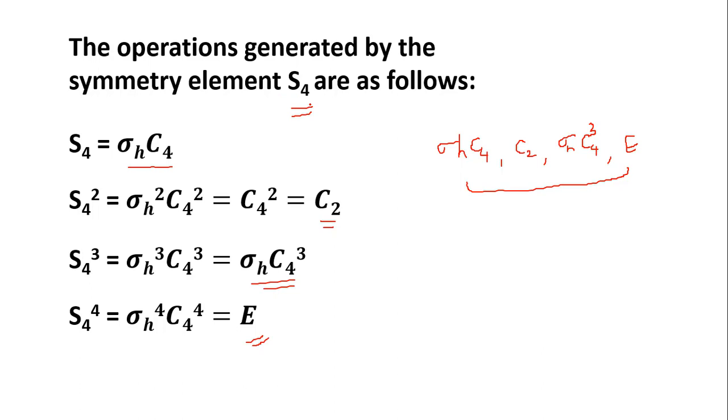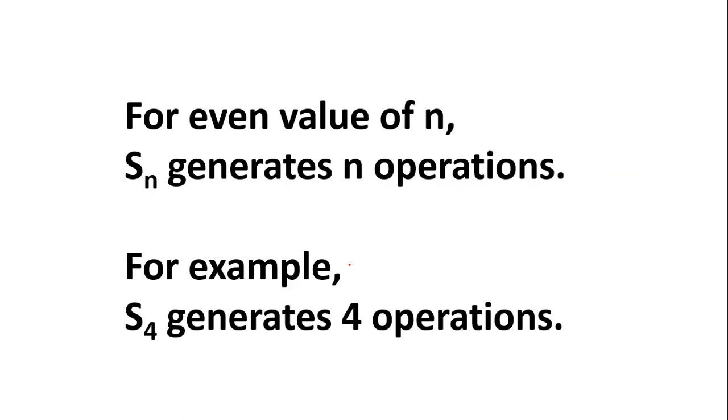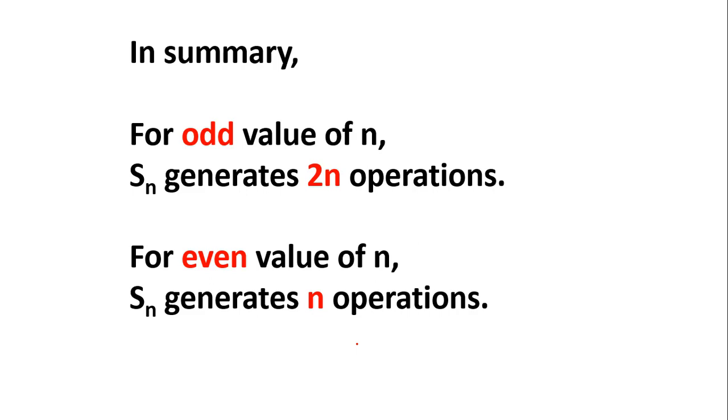So when n is even, there will be n operations generated. For even value of n, Sn generates n operations. For odd value of n, 2n operations we saw. So n is equal to 4, it is even, and so S4 generates 4 operations. For odd value of n, Sn generates 2n operations. We saw with the example of BCl3.